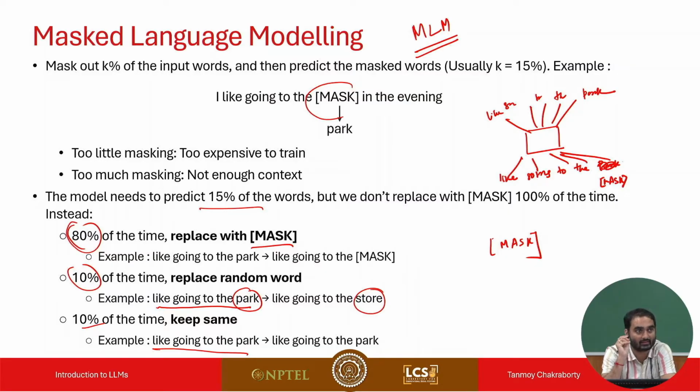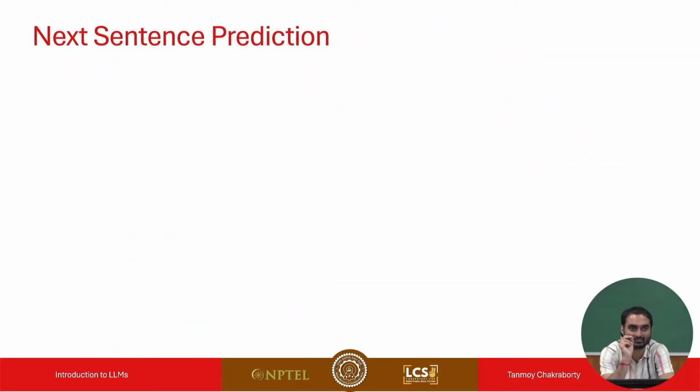So your error is only computed here, not at the other token positions. This is very important, right? Now this is not all about BERT. I am coming to the other parts of it. So masked language modeling is clear. One task is this masked language prediction. They use two tasks: one is masked language prediction, and the second is next sentence prediction.